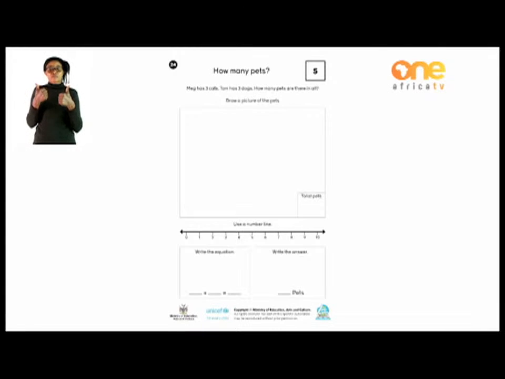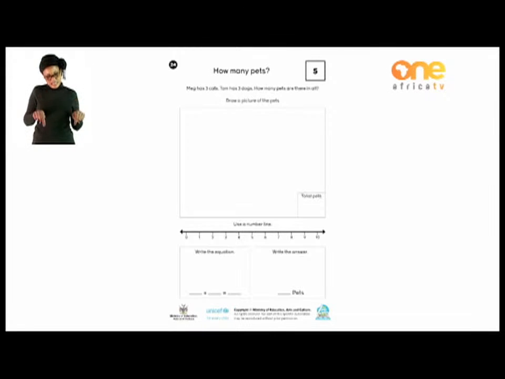Good. Let's continue. At the bottom of the big square, you will see that there is a number line. Do you see the number line from 0 up to 10? Yes. Now let's continue. Under the number line, there are 2 boxes or 2 squares. What must you do in those boxes? Let's quickly have a look. Write the equation in the first square or in the first block.